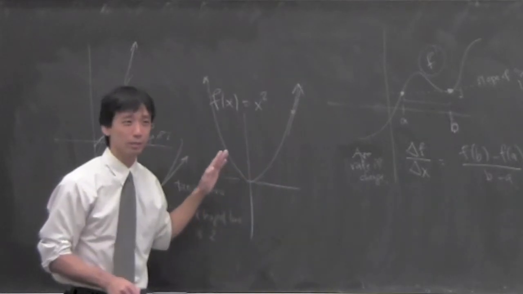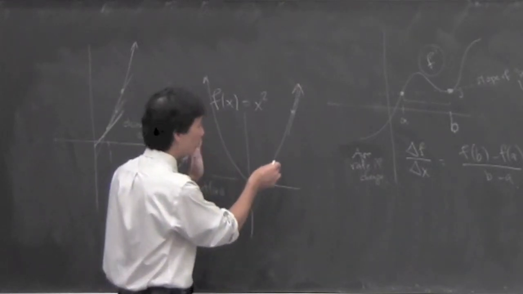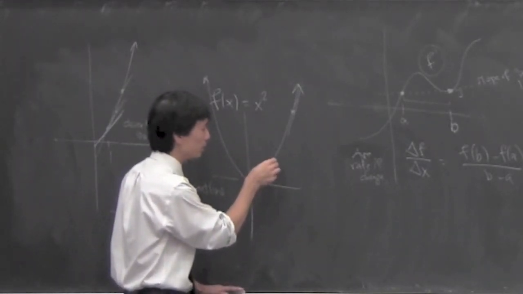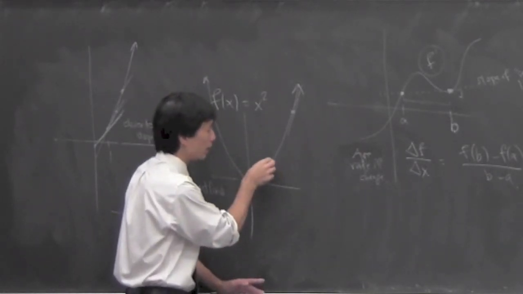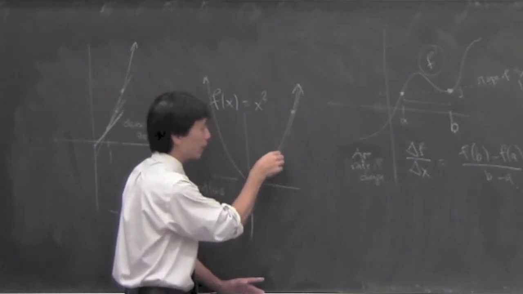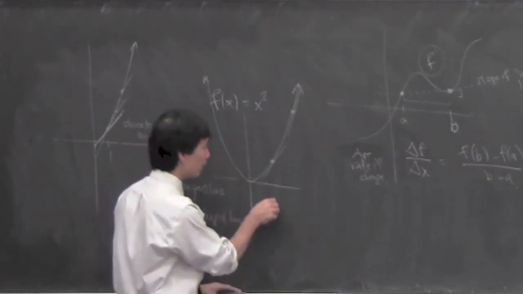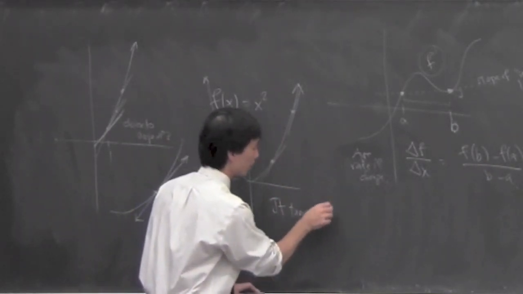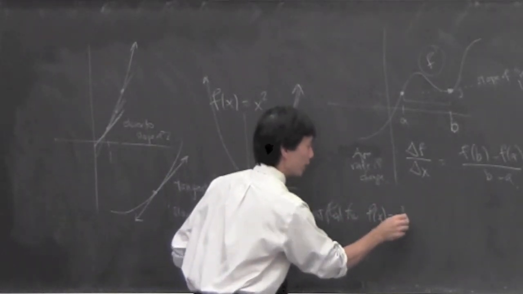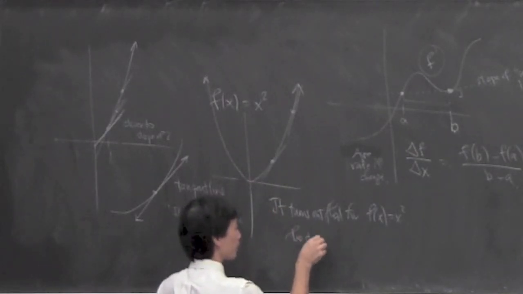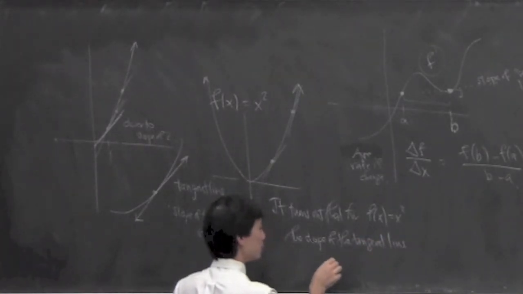Is everyone all right? I know this is a little bit abstract, but I hope you're getting this. What I'm trying to show you is this notion of the slope at a point. You take some point on your graph and you create this tangent line, and it has some slope. It turns out that for f of x equals x squared, the slope of the tangent line is 2x.